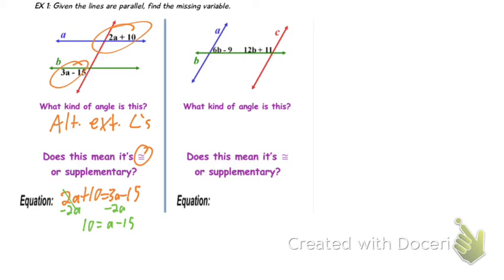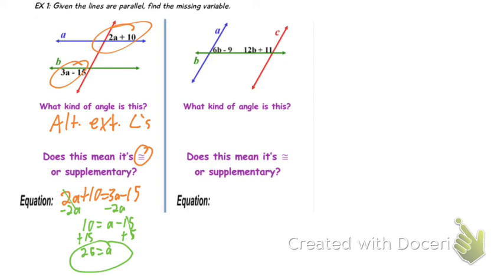Now I got all the A's on one side. I want to get the constants away. So what am I going to do with the negative 15? Add 15 to the 10. What is 10 plus 15? 25 equals A. So what is A? A is 25. Now could we plug it back in to find the angle measures? We could, but are we? Sure, let's try it real quick.